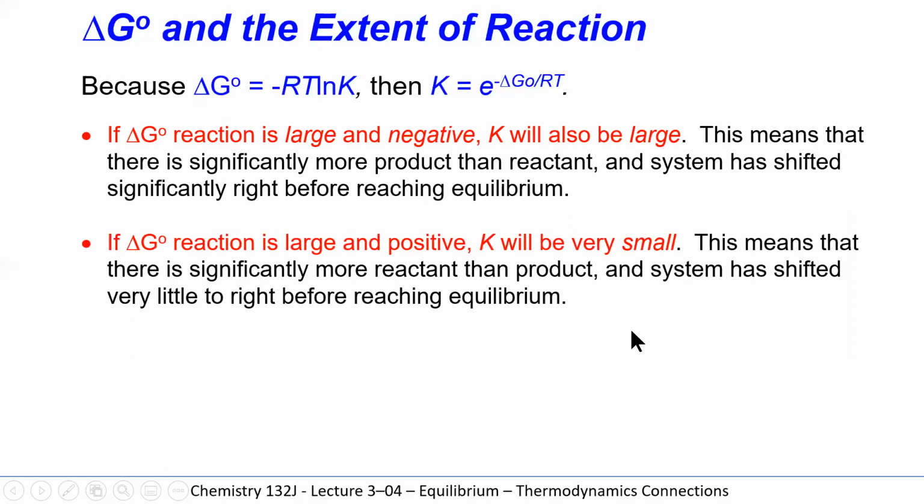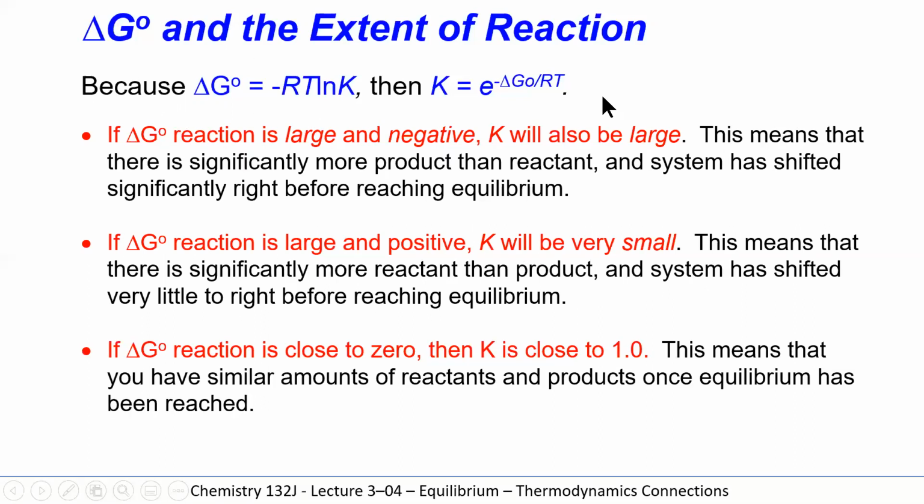Now, the reverse is true if delta G is positive. K will be very, very small. If it's a large positive number, K will be very small, which means this equilibrium favors the reactant rather than the product. It means most of the equilibrium will remain in the state of the reactants. There will be very little product produced. And the third example we'll talk about is if delta G is close to 0, then K is close to 1. This means you have similar amounts of reactants and products at equilibrium.